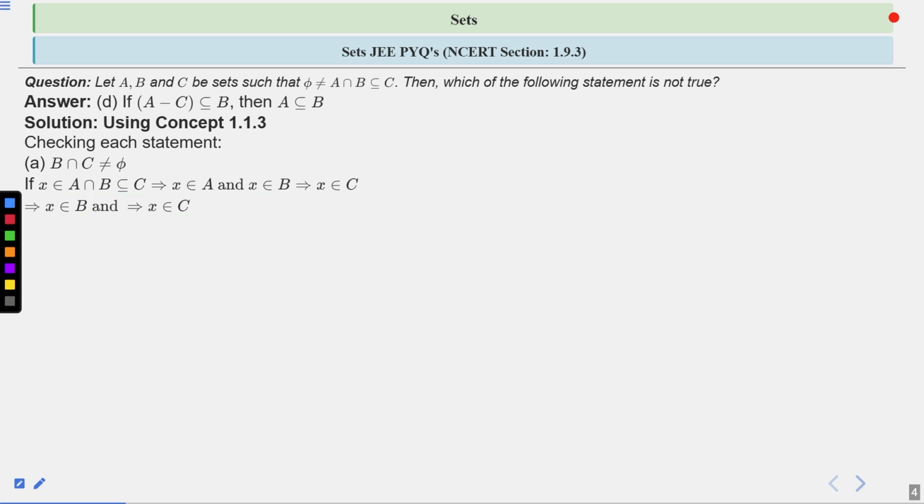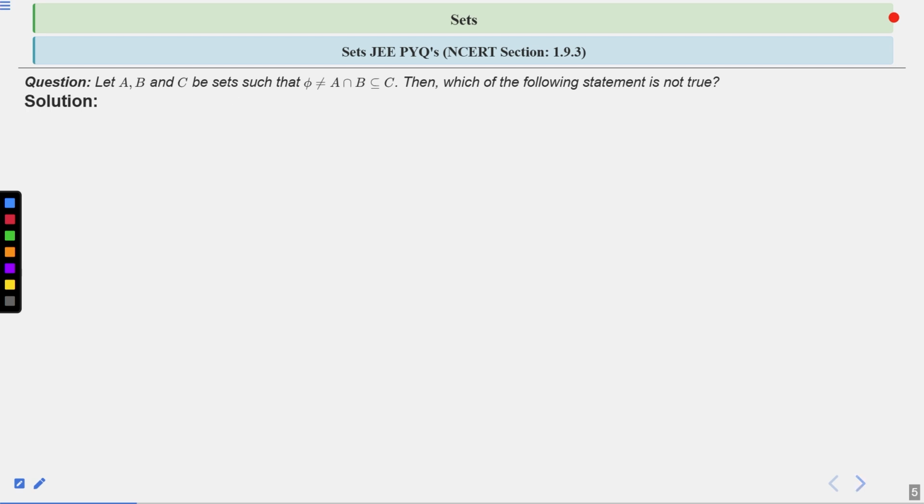Now, what I can conclude is that this x belongs to set B as well as set C. So I am having at least one element which belongs to both sets B and C. So the intersection must be non-empty. So the first statement is true. Now the second statement: if A minus B is a subset of C, is it always true that A is a subset of C?